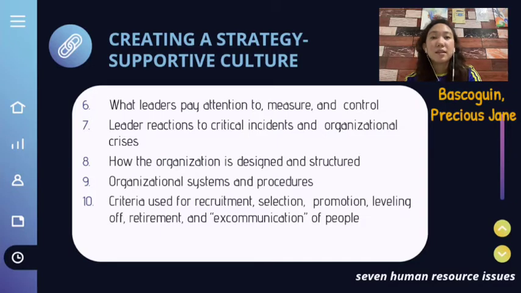So, creating a strategy supportive culture ensures that every action and decision made by the organization is anchored to their established strategy and does not rely on the top level management's intuition.